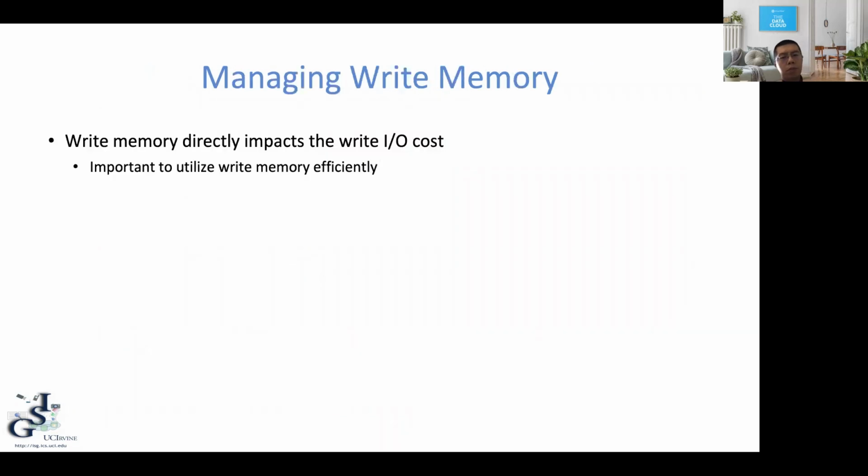Let's look at the first problem. How do we manage the write memory efficiently? Write memory directly impacts the write cost. That's why it is important to utilize the write memory efficiently.